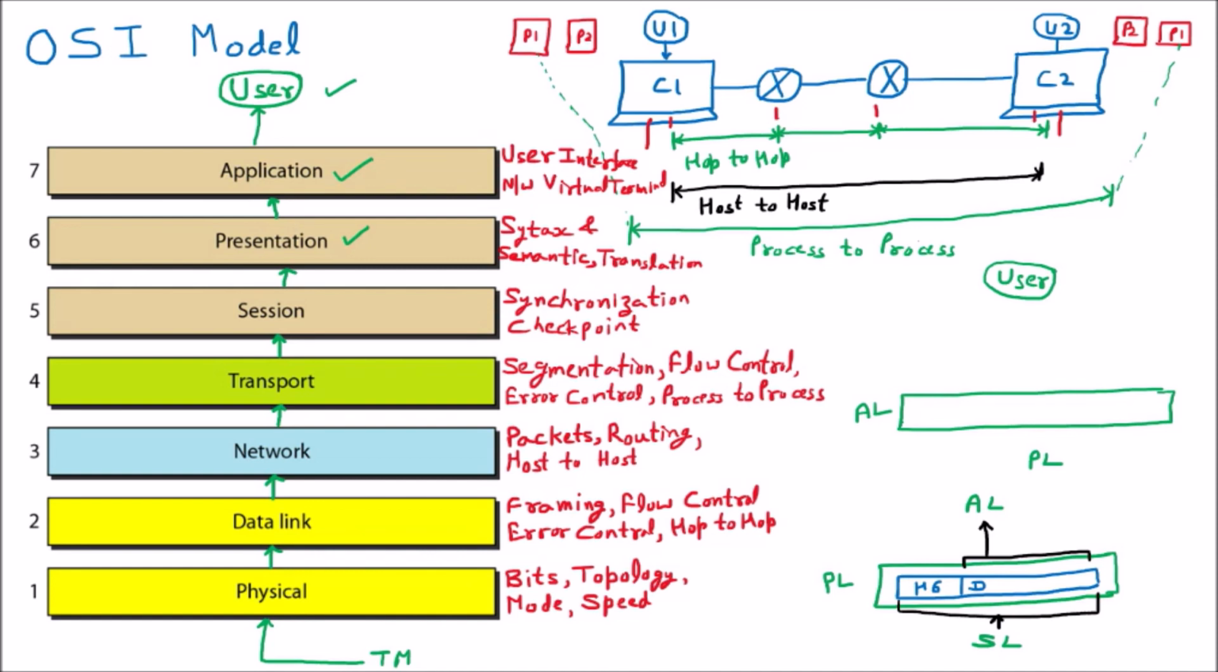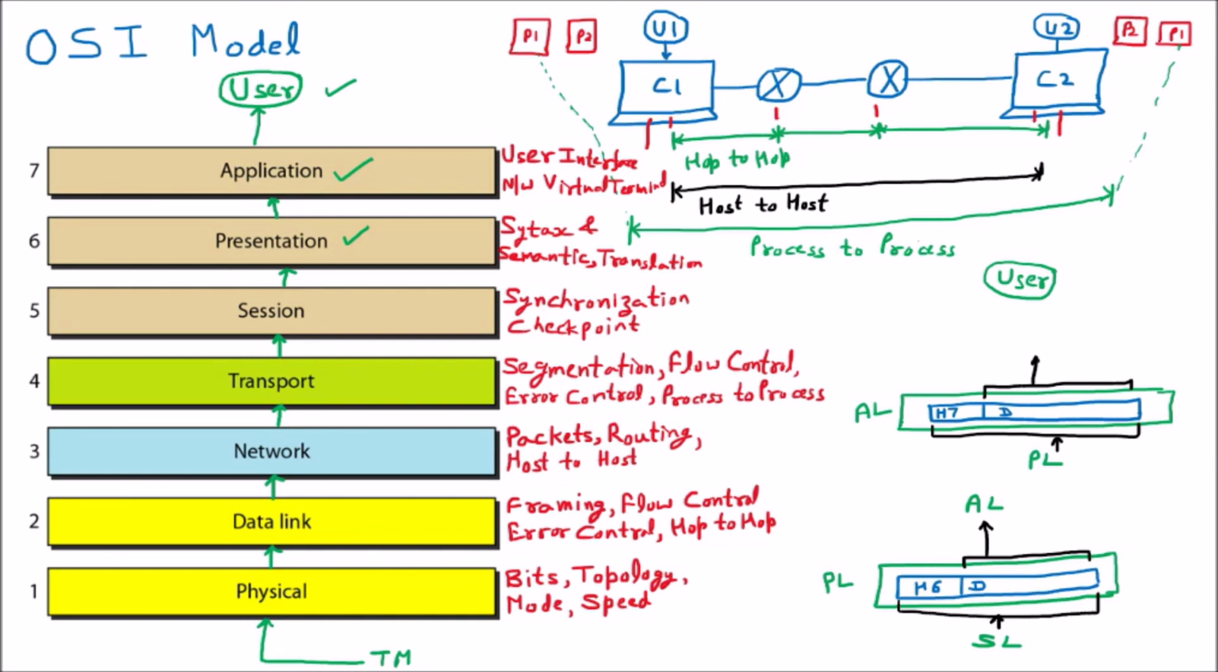So now we are learning the diagram. From here we are getting the data packet. This data is passed on, which is a combination of header and data. The header is H7 and this is the data. So this is completely taken from the presentation layer. This whole thing is given from the presentation layer, and only data is passed on to the user.